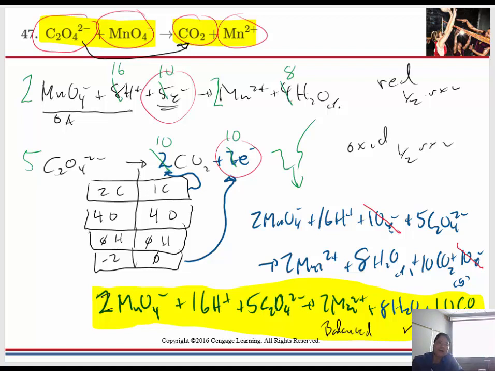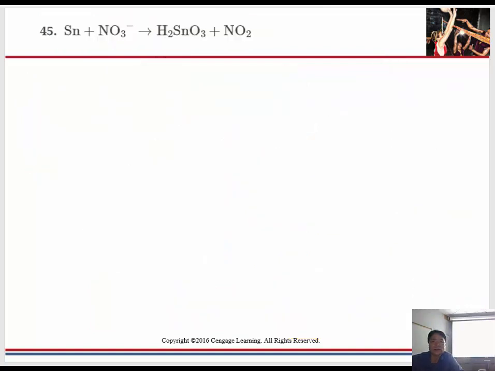And so one of these half reactions we copied from the chart. The other we had to derive, the half reaction for oxalate getting converted to CO2.